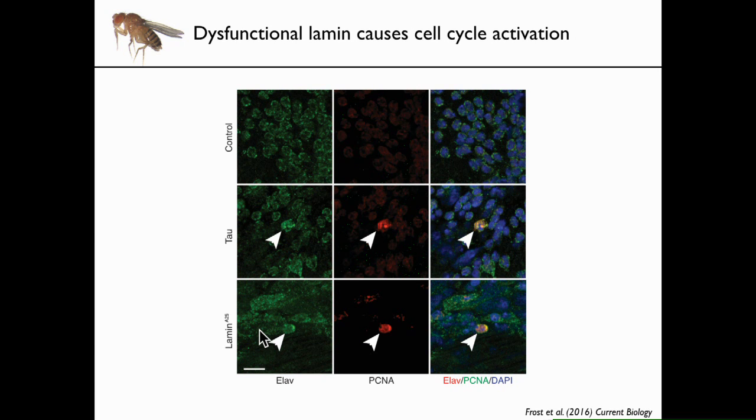All right, I showed you previously that the heterochromatin relaxation causes neurons to reactivate the cell cycle, and this causes their death. In this slide, we're looking at cell cycle activation based on proliferating cell nuclear antigen. In controls, in the neurons, there's no cell cycle activation. In tau transgenic flies, you have pCNA staining here, and then I also see it with the Lamin loss of function.